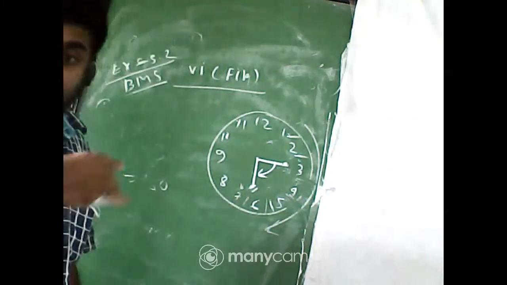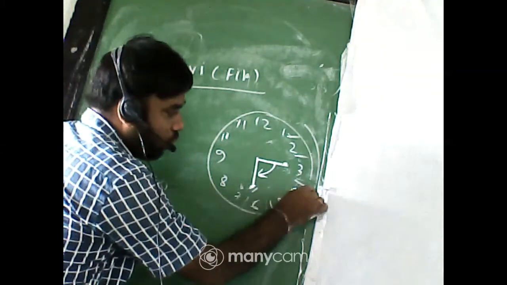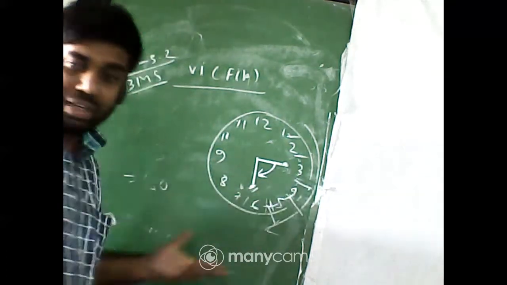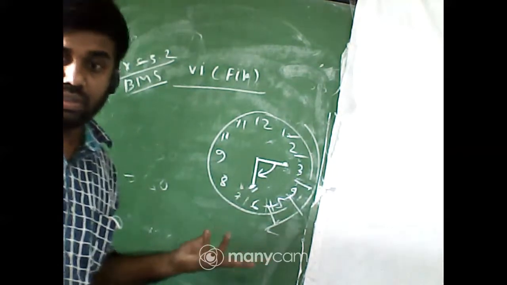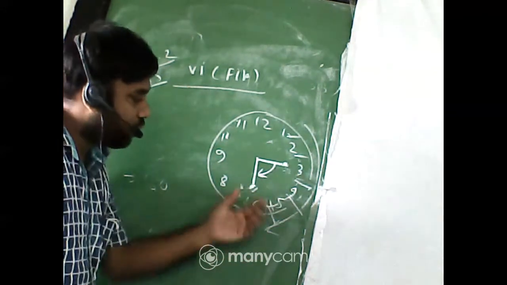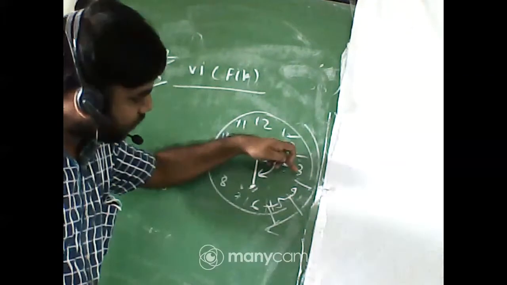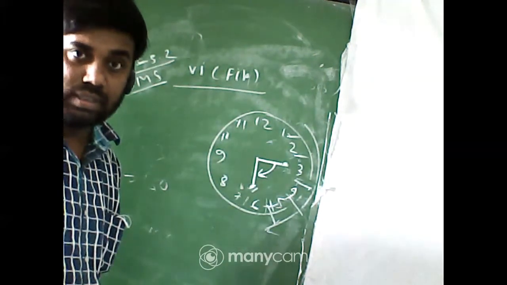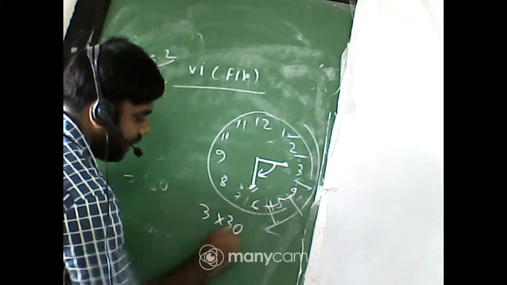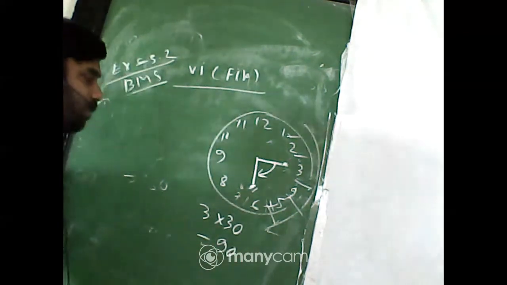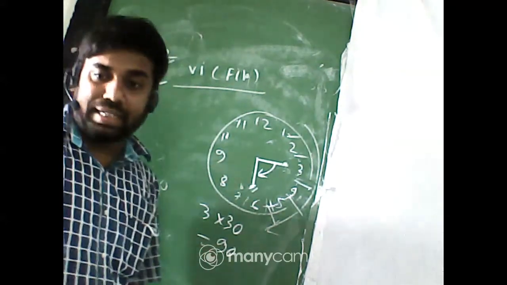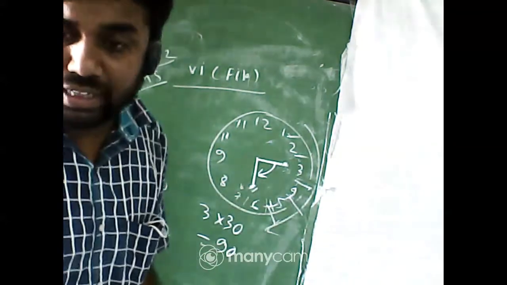Four. Look at the board. 3 to 4, 1. 4 to 5, 1. 5 to 6, 1. 1, 1, 1. 4 gaps. Oh my God. From 3 to 6, you are watching that 3 gaps are there. So 3 into 30 equal to 90°. When our hand moves from 3 to 6, it forms a 90° angle.